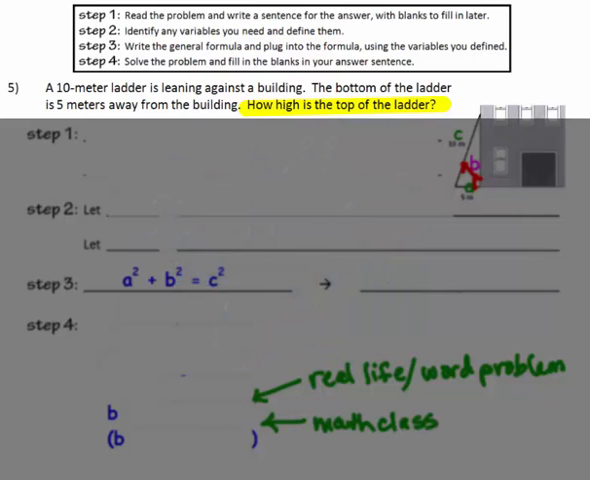So in this case, we've got a ladder leaning against the side of a building. We know how long the ladder is. We know how far away from the building that it is at the base. But we don't know how high up on the building it goes. So the question is asking, how high is the top of the ladder?